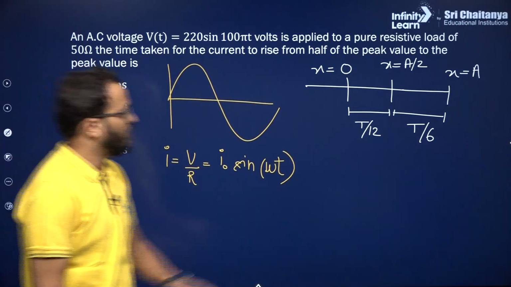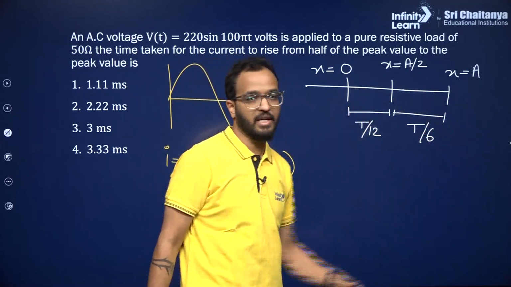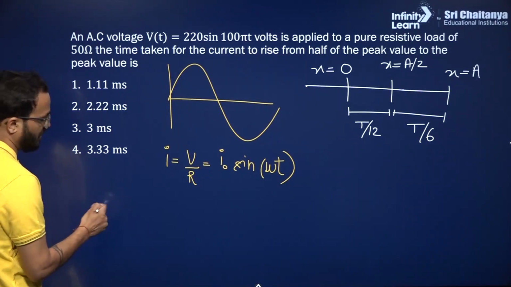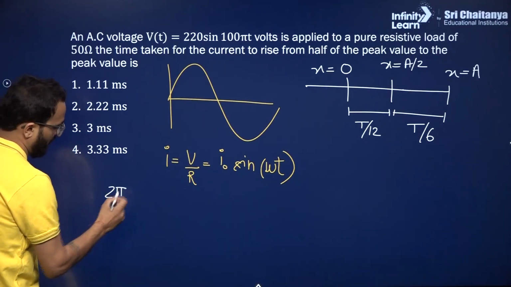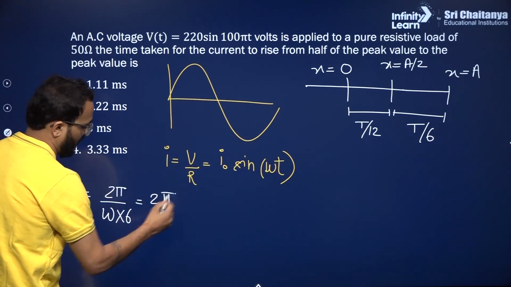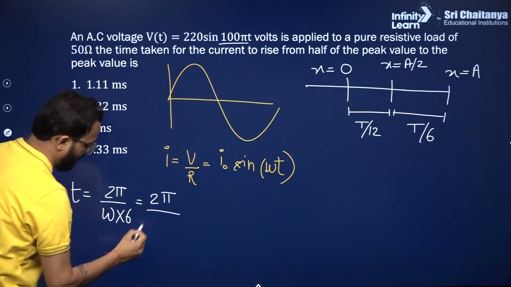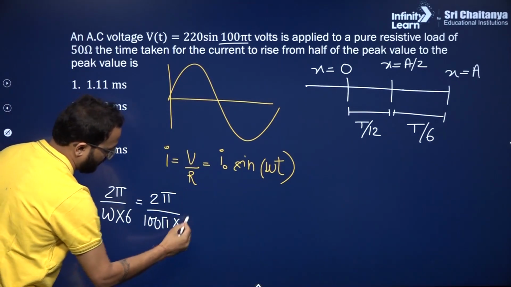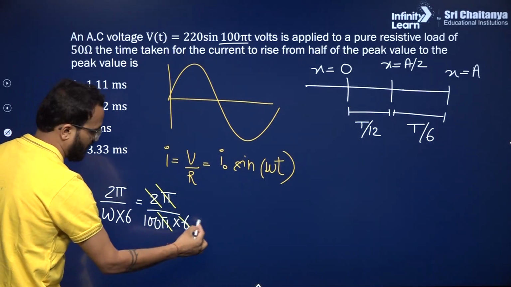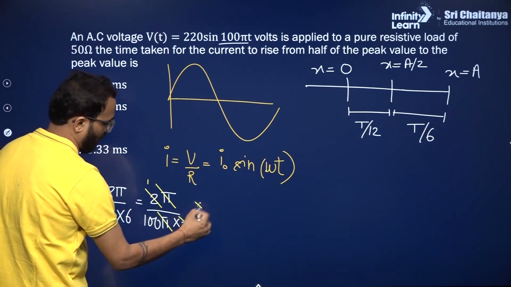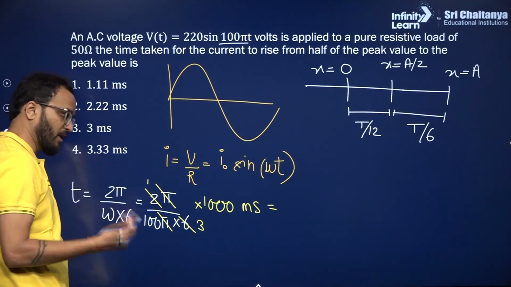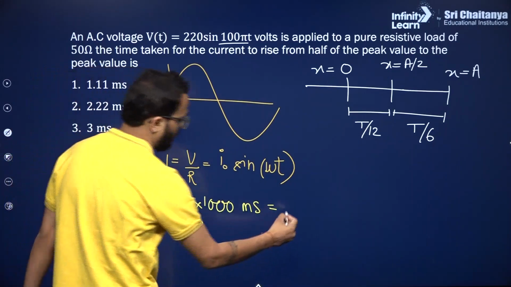Okay. So to cover the first half it takes T by 12 time, to cover the remaining half it takes T by 6 time, right? So the answer will be T by 6. Now T by 6, what is T? 2 pi by omega into 6. So 2 pi by omega is how much? 100 pi upon 6. So pi by 300 into 1000 milliseconds. So 1000 by 300 is 10 by 3, 3.3 milliseconds, okay?